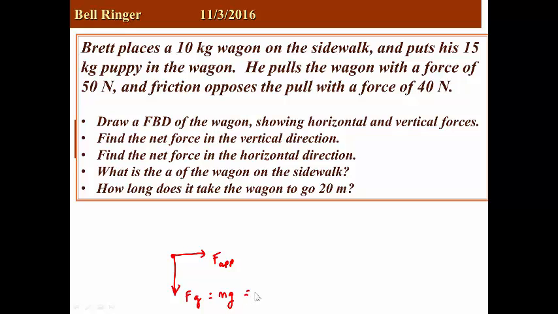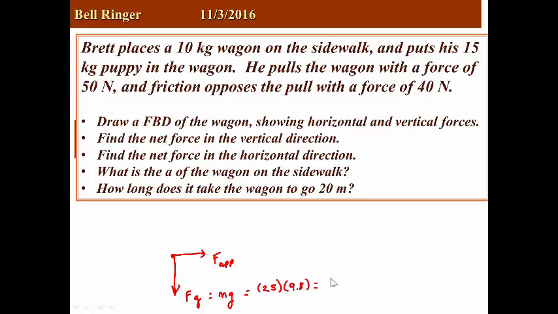Okay, what mass do we have? 15 kilograms. Well, we got a 15-kilogram puppy. What's the puppy sitting in? So it's total 25. And what's little g on Earth? 9.8 newtons per kilogram. So that number comes up to, somebody want to calculate it?